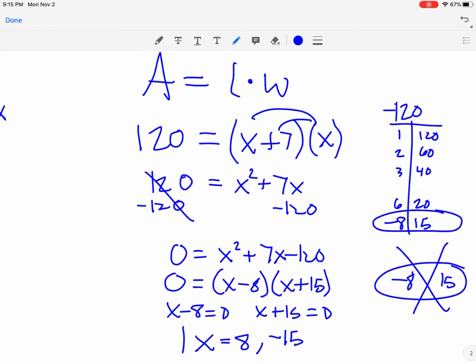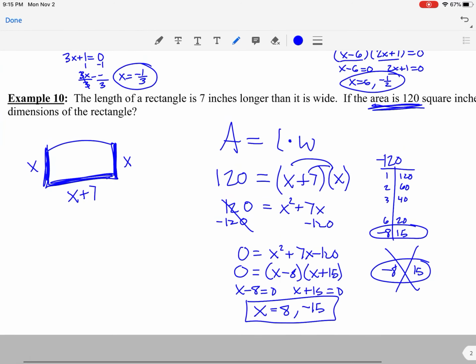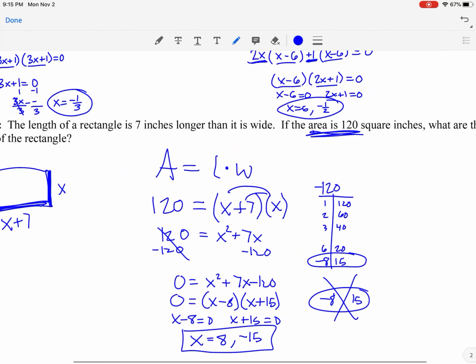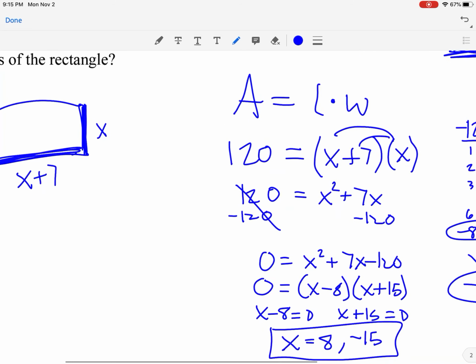But we have to remember that these answers right here for x are actually representing something, and we are trying to solve this problem. So the question is, what are the dimensions of the rectangle? So we have that x, which represents our width here, is either 8 or negative 15. And in this case, when we're talking about a real life situation, negative 15 does not mean anything. It doesn't make any sense to have negative 15 inches. So that is called an extraneous solution because it doesn't actually work for our original problem.